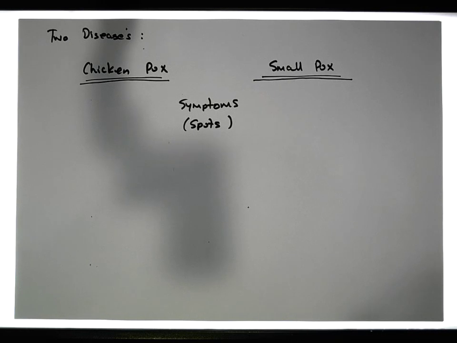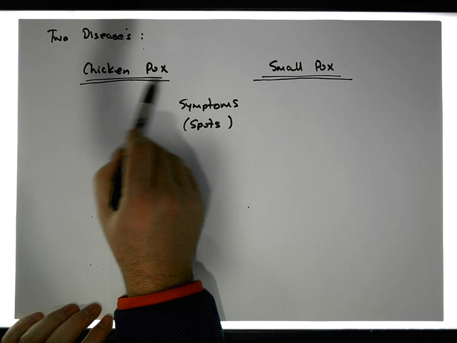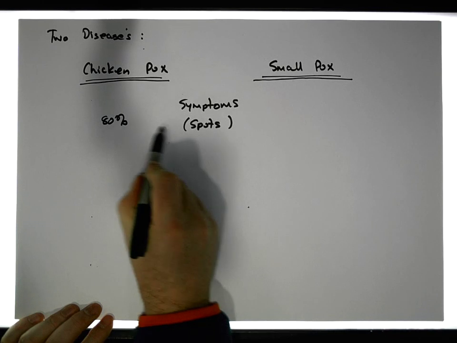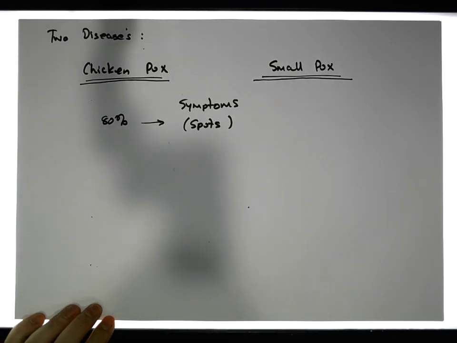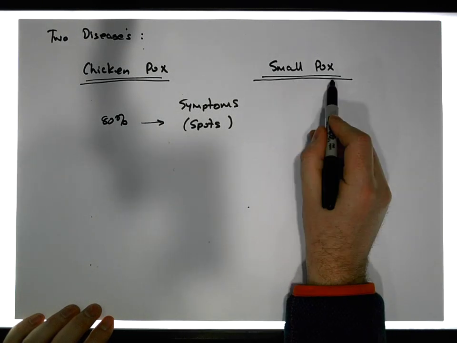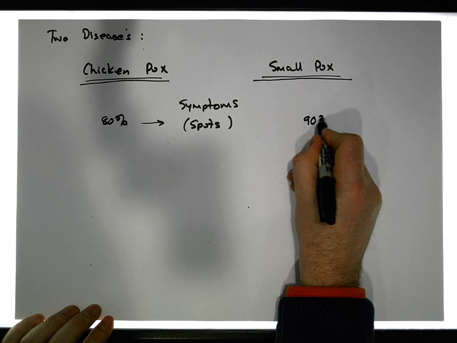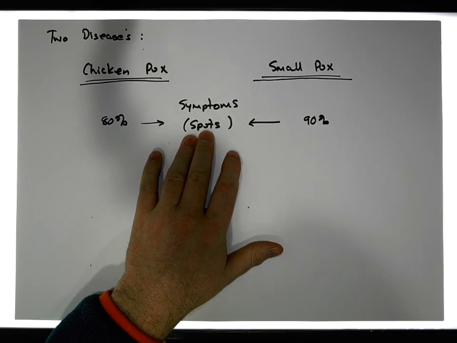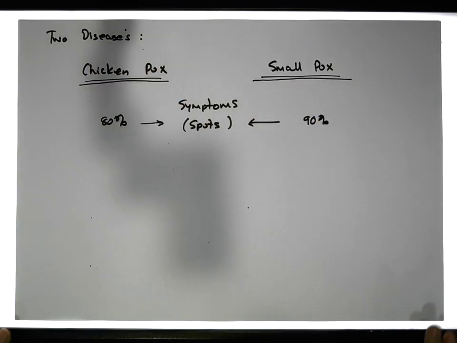Now, based on past evidence, a person that has chickenpox usually has an 80% chance of developing spots. Here's what's unusual, and this is the dilemma for a doctor: a person that has smallpox usually develops spots 90% of the time. So the doctor has a person in front of them with spots. Do I diagnose chickenpox, or smallpox?